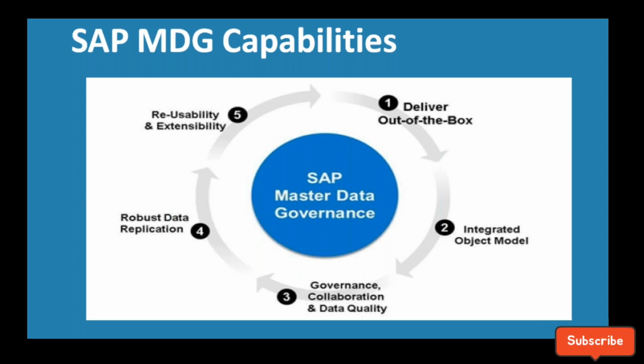The third thing is governance, data quality and collaboration. So basically the business flow. We have a certain business flow with data validations and derivations. So this is one of the strengths. We can have data validations and derivations.